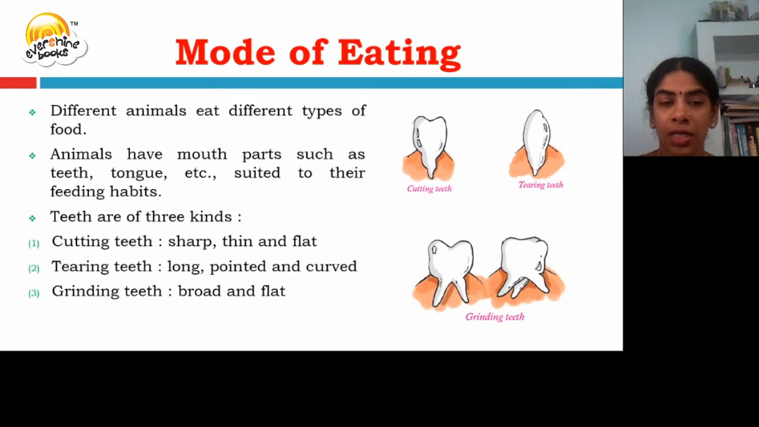So three teeth are there: cutting, tearing and grinding. Cutting teeth will be sharp, thin and flat. Tearing will be long, pointed and curved. Grinding will be broad and flat.